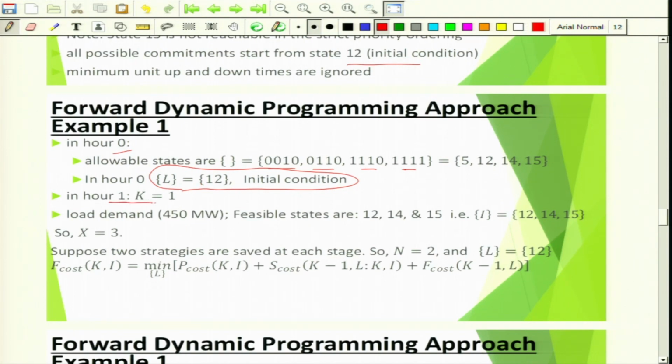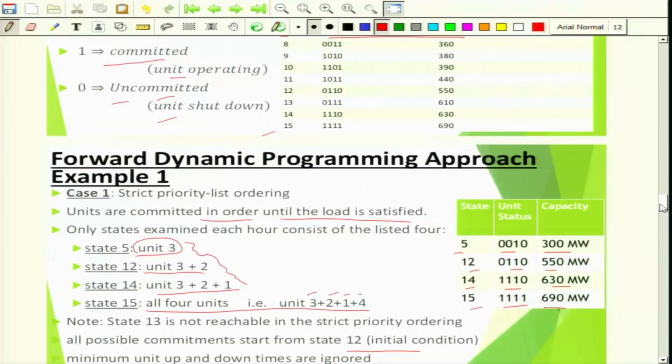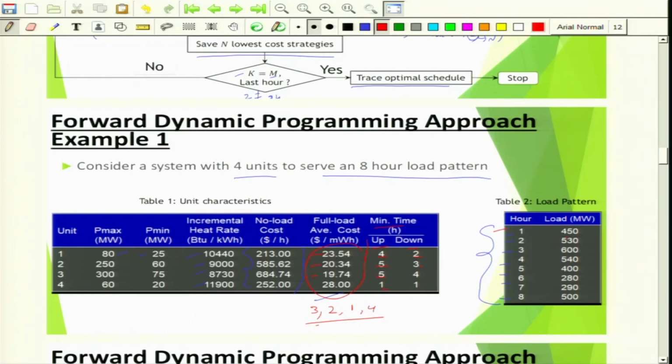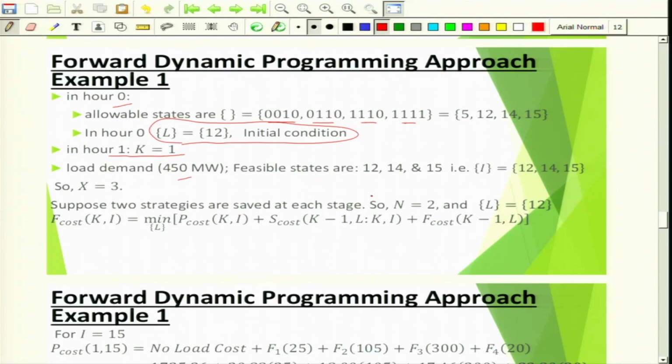Now you go to hour 1, where K is equal to 1, and load demand is 450 megawatt. That has been given to you already in the table. You see here in the load pattern, the first hour load demand is 450 megawatt. Now that you need to meet, what are the feasible states among all these 4 combinations? It's only 12, 14 and 15, because using 5 you can only reach a maximum of 300 megawatt, right? Whereas 12, 14 and 15 can meet this load demand, which is 450 megawatt.